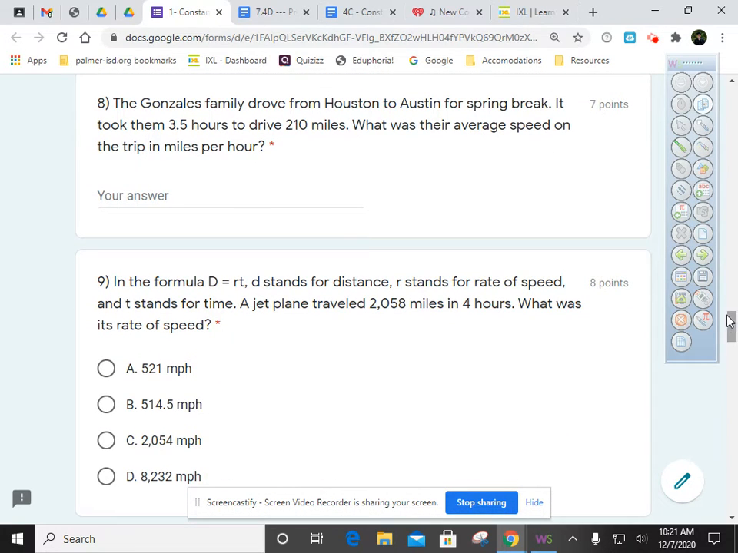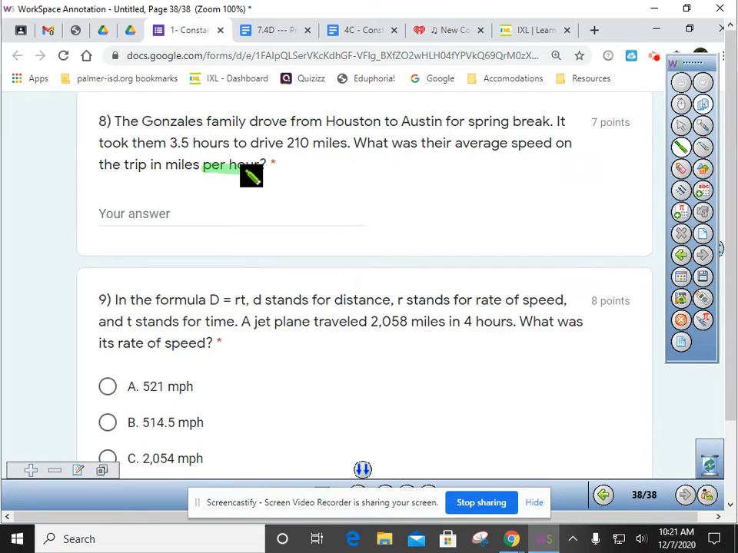Number 8, the Gonzalez family drove from Houston to Austin for spring break. It took them 3.5 hours to drive 210 miles. What was their average speed on their trip in miles per hour? Per means how many hours? 1. What was it for 1 hour? 3.5 hours for 210 miles. What is it for 1 hour? Write a proportion, words first.